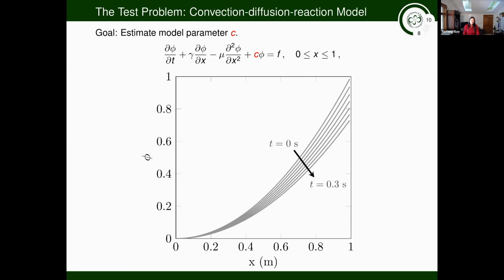Now, I just want to demonstrate a simple test problem, the convection diffusion reaction model. This is a simple partial differential equation, as you can see, but we always want to start from something very simple. We can understand each step in the algorithm and make sure we have high confidence we're getting things right. So in this demonstration, we're trying to estimate the model parameter C. We assume C is an uncertain parameter. In fact, we know the value, but we use C as the example.